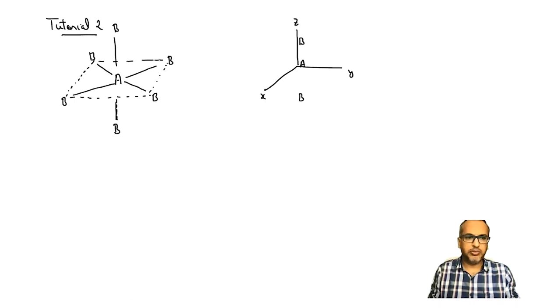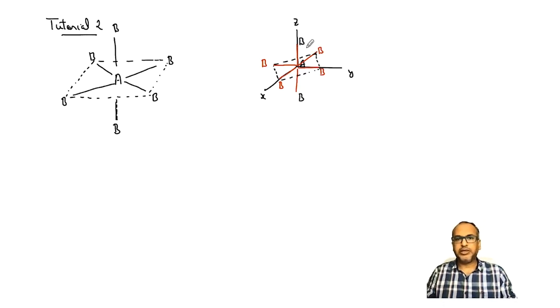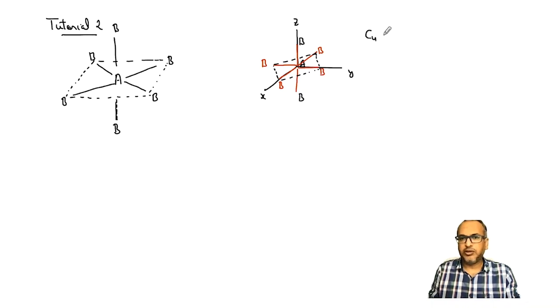Let me draw the bonds with different colors. And the other B's: one of the B's will be on this axis, and the other B will be on this axis. Right? And all the bonds, and this is the triangle which we have drawn here. So it's something like this. My principal axis is the C4 axis, which is oriented along the Z axis. So C4 is along the Z axis.